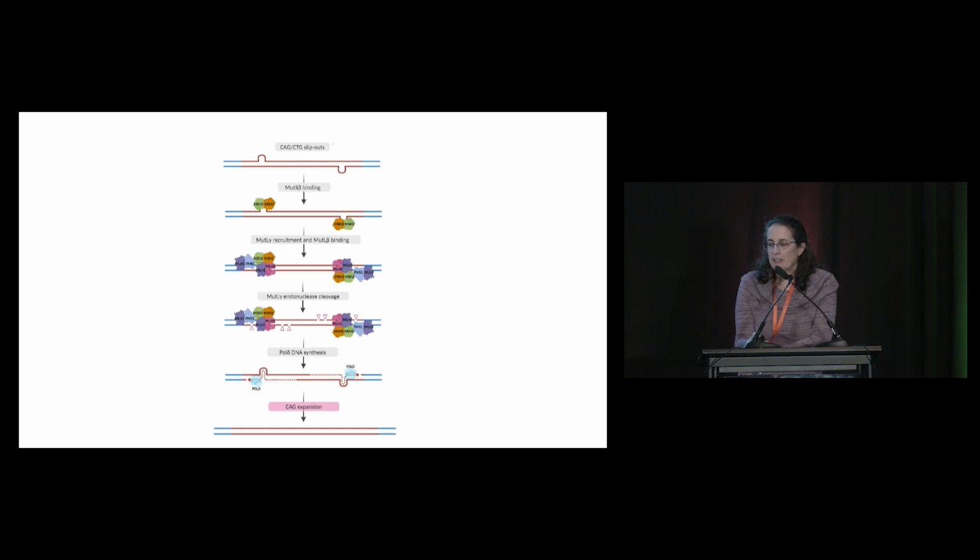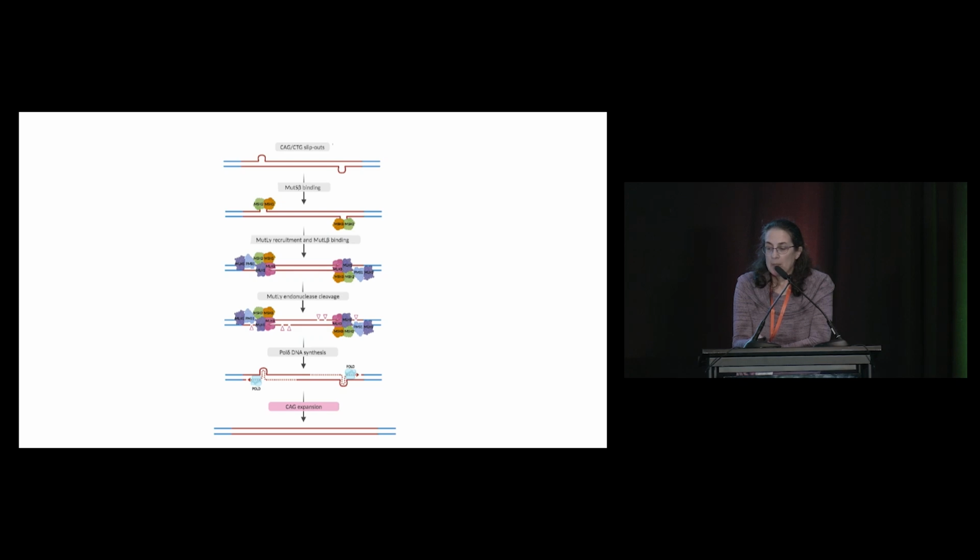alterations. And this is bound by a complex of MSH2 and MSH3 called MutS beta. This is critical. These are the critical components, I think, driving the expansion. This then recruits a complex called MutL gamma, which is MLH1 and MLH3, as well as PMS1, and very little is known about this protein, but it's clearly involved in this process.